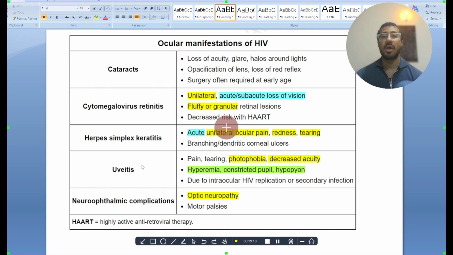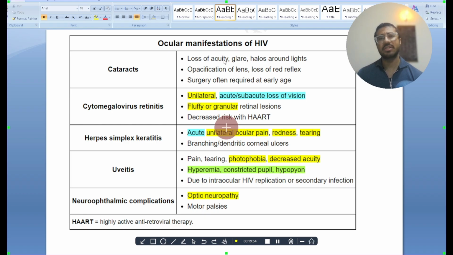It's just the same. It does not matter if it's because of HIV or because of ankylosing spondylitis or because of sarcoidosis or because of syphilis or because of anything else. It's going to be the same. So CMV retinitis: unilateral acute to subacute loss of vision. The highest yield point about CMV retinitis was perivascular distribution of the lesions and hemorrhagic lesions also. Perivascular, and the lesions would be white fluffy with hemorrhages, but in a perivascular distribution.